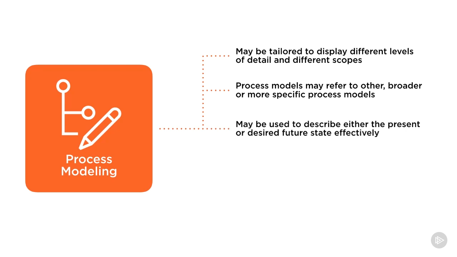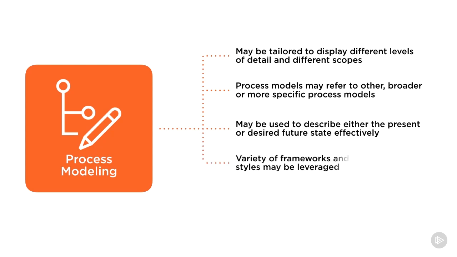We can use process modeling to either describe existing present processes or to define what our desired future states might look like. These can refer to processes that we might make modifications to, or that might be entirely new processes necessary in order to generate the value that our change initiative envisions.